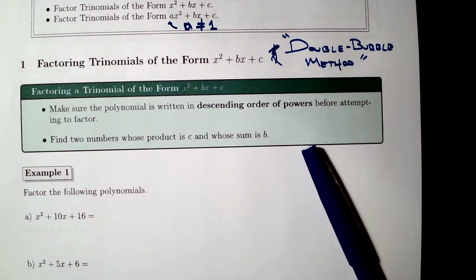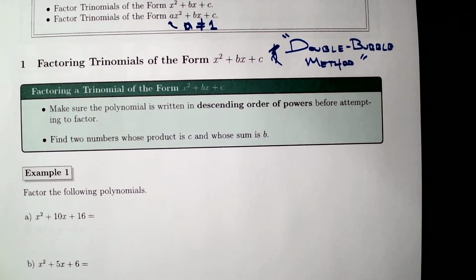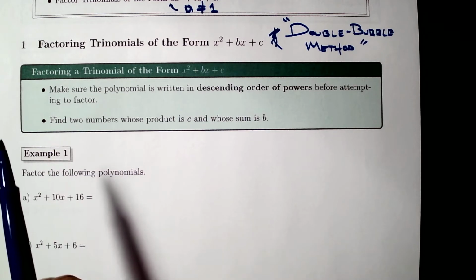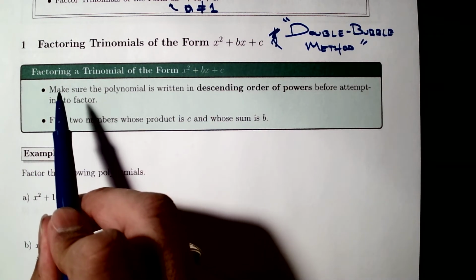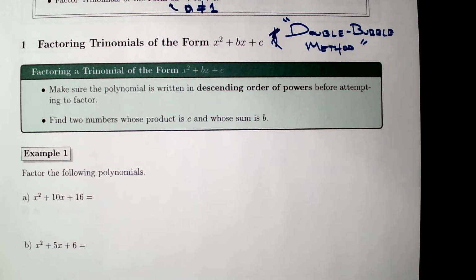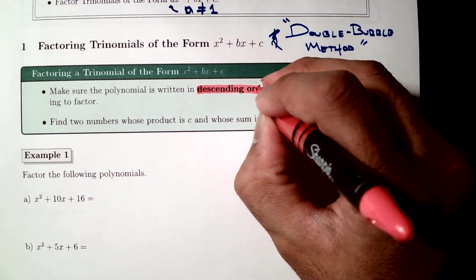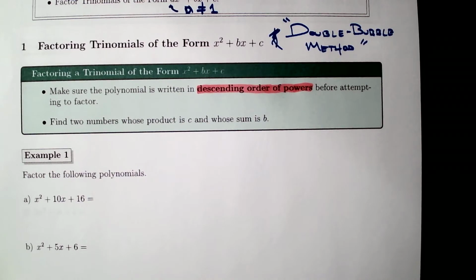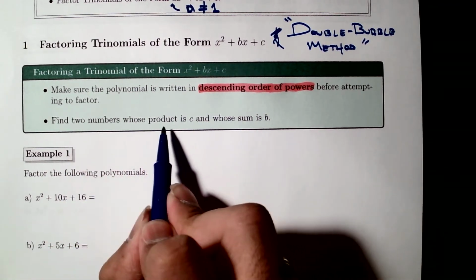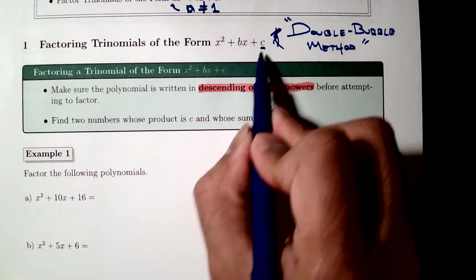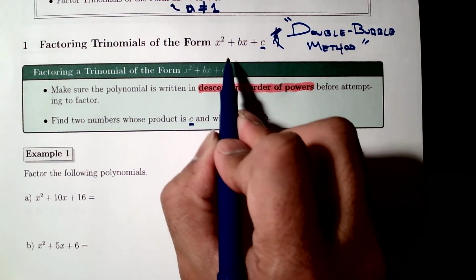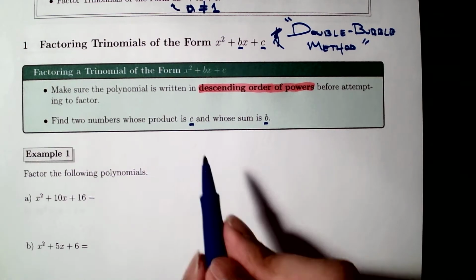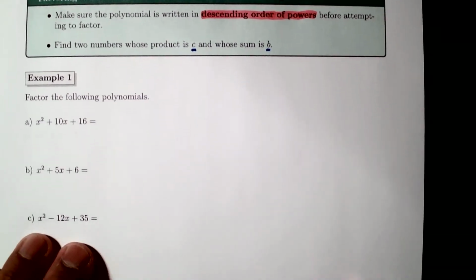You'll see. Okay. So the two things we need to keep in mind when factoring a polynomial like this: first, make sure that the polynomial is written in descending order of powers. If it is not given like that, then you may need to rewrite the polynomial. Then we are going to find two numbers whose product is the constant term and whose sum is b. Okay, maybe a lot of letters, a lot of words. Let's see this in action.